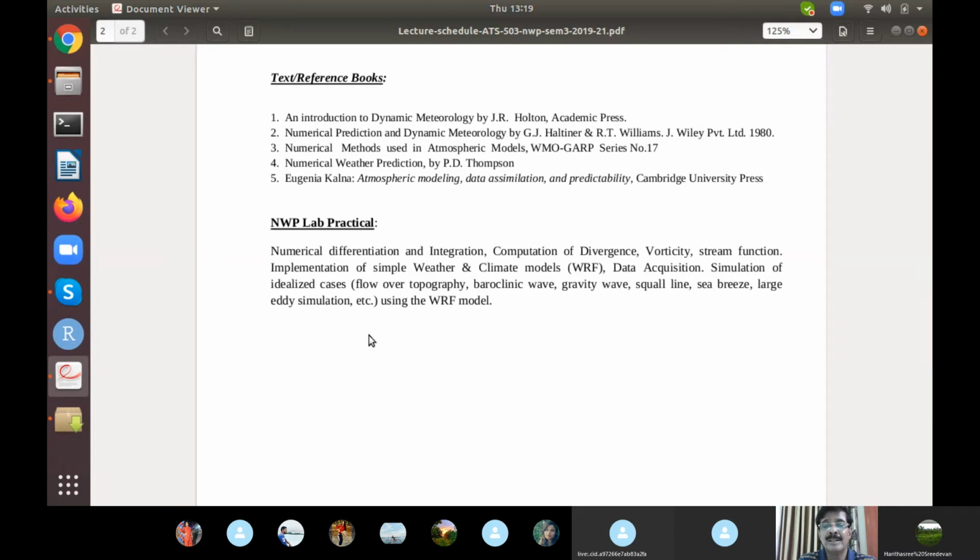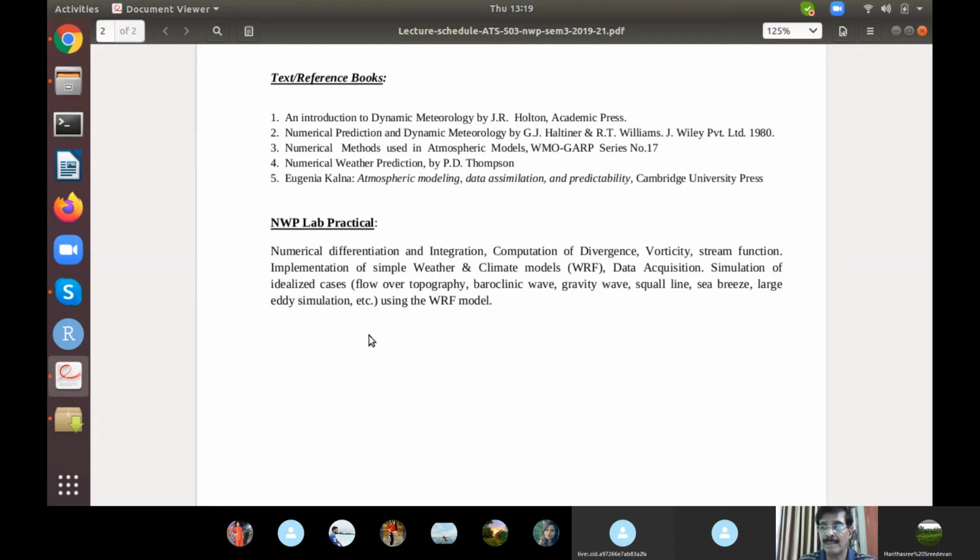Numerical differentiation, you have also already studied last semester. How do we do numerical differentiation by using different techniques like finite difference, finite element, spectral, right? You have studied those things. We will try to compute the divergence and the vorticity, small examples, just to make you learn how to compute the divergence, because everything is there in the model.